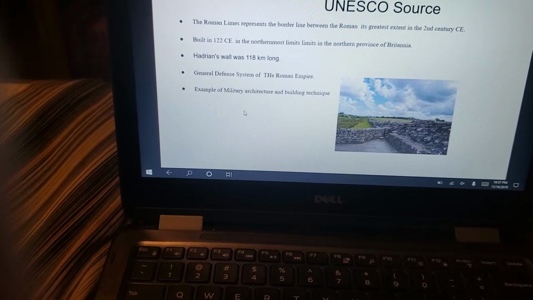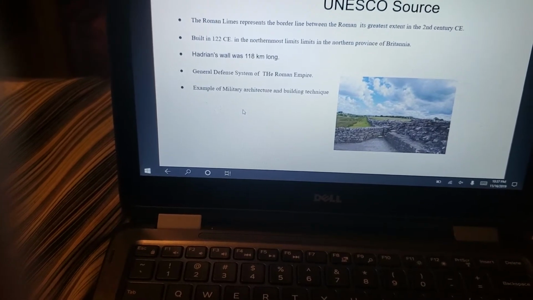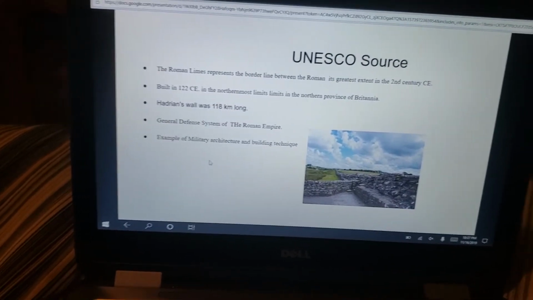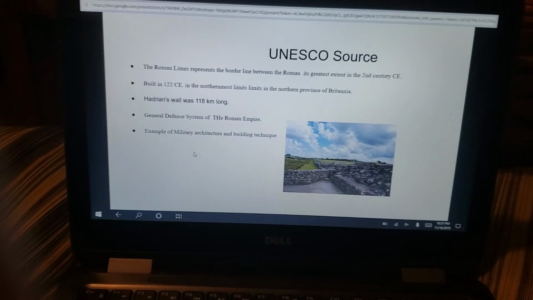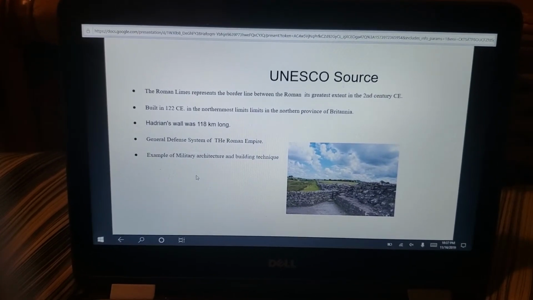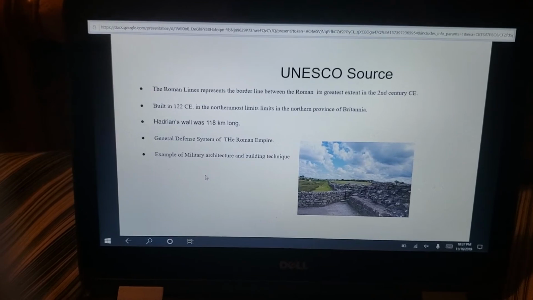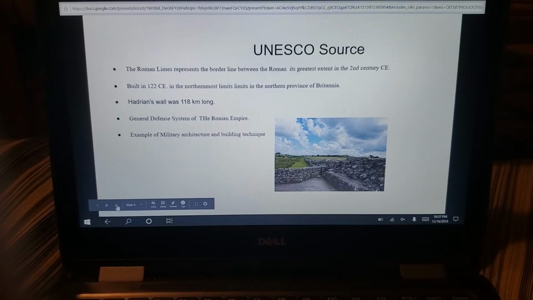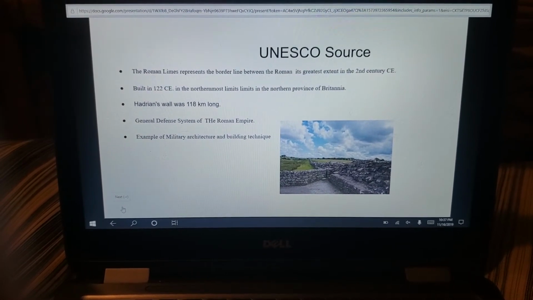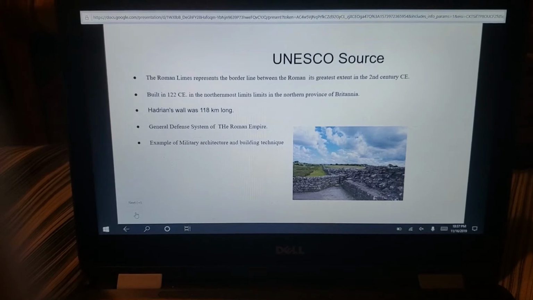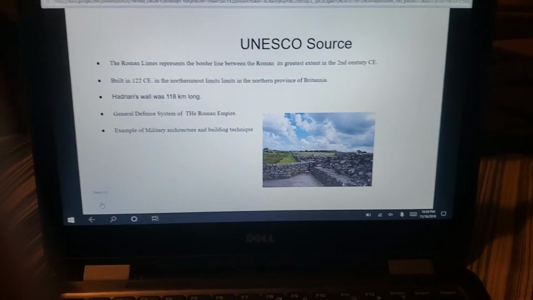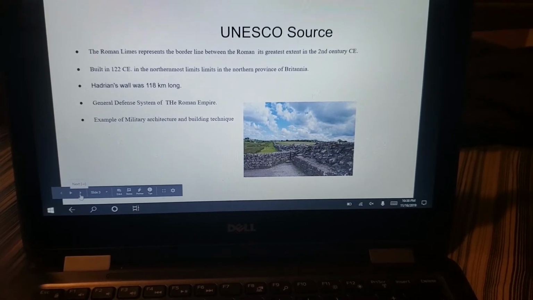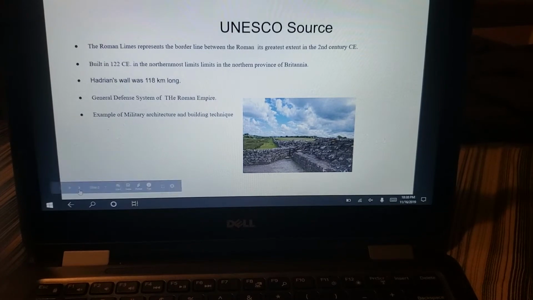Hadrian's Wall is 118 kilometers long, and a lot of people looked at this as a great defense system for the Romans. They defended this from outsiders, like barbarians and the Anglo-Saxons. So there is a lot of great, neat architecture that they built here for their military. They wanted to make their empire stronger, and this wall really helped them accomplish that.